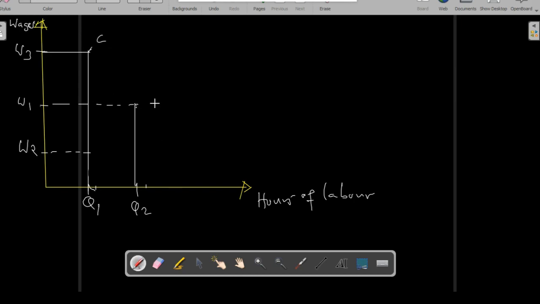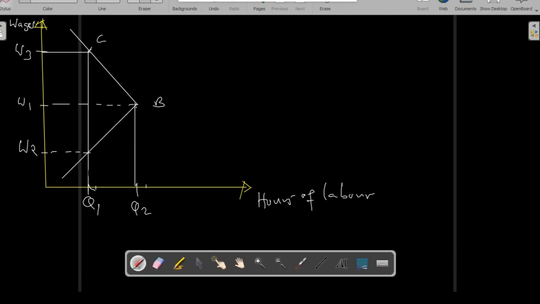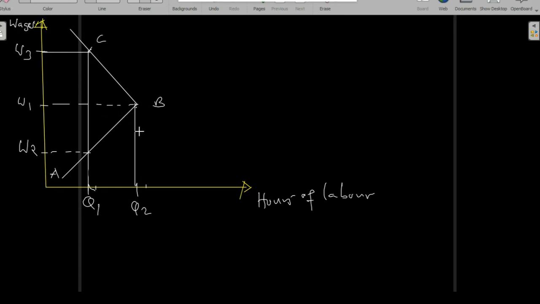So if you pay laborers the highest wage, at the level of W3, going from W2 to above, most of the workers reduce their hours of working and go to spend time on leisure. So the hours of working of laborers will be reduced from Q2 to Q1. But when you pay lower wages to most of the employees, you will observe that most of the workers spend their time on working. So the hours of labor will increase from Q1 to Q2.